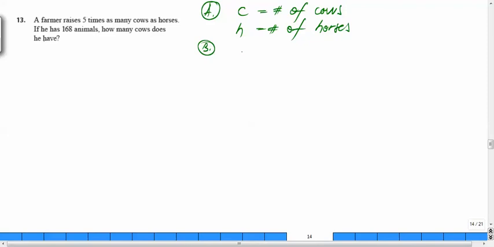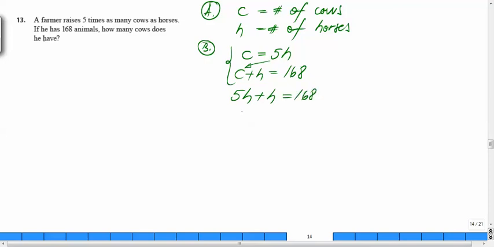5 times as many cows as horses. So the number of cows is 5 times the number of horses. That's your first equation. What else do we know? The cows plus the horses make 168. What should we do next? Well, we can substitute C equals 5H into the second one, which gives you what? 5H plus H equals 168. So I know that 6 times H equals 168. So we divide by 6.